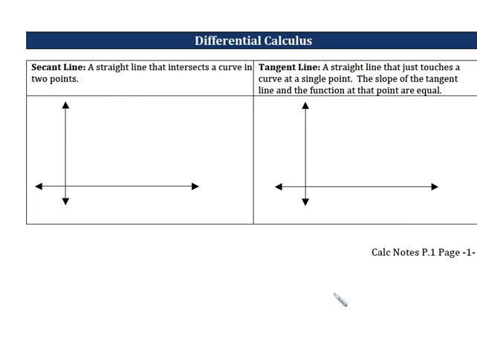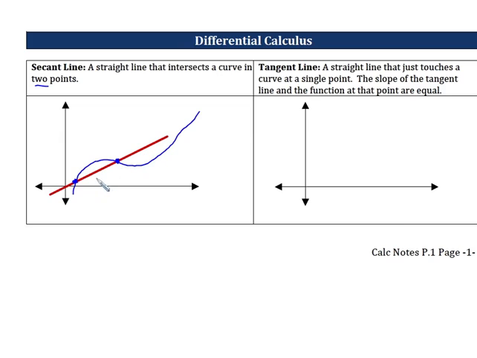So to understand this, we need to understand the difference between a secant line and a tangent line. So a secant line is a straight line that intersects a curve in 2 points. So we're just going to draw a curve here. It can really be anything. Okay. Then we're going to draw a secant line, meaning it's going to intersect in 2 points. Okay. So here would be an example of that secant line. And you can see the 2 points here.